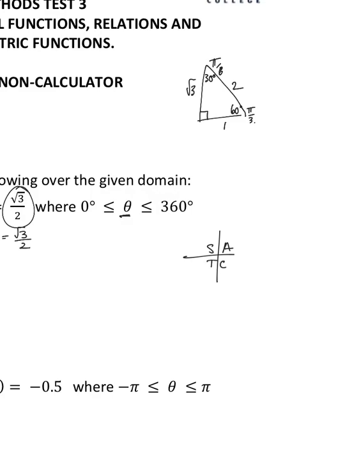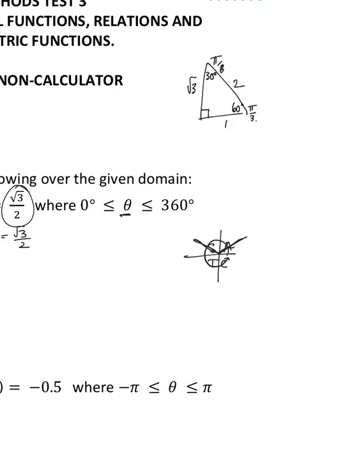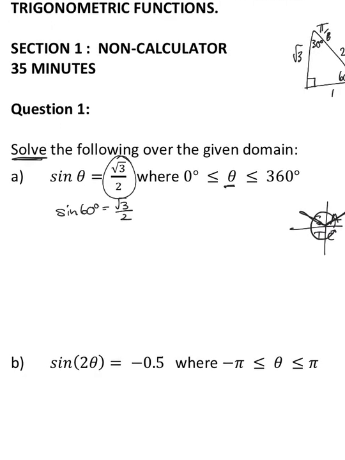the CAST diagram, we need this angle here and this angle here. So we need to go all the way through one revolution. And the top two quadrants are positive. So therefore theta equals 60 degrees, or it's 120 degrees. It's in the second quadrant.